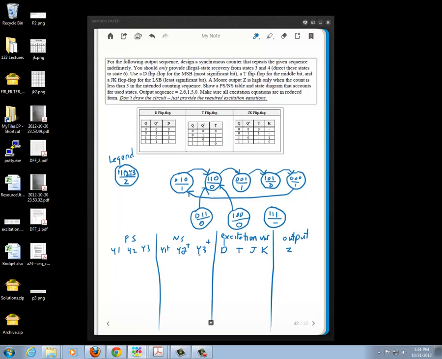Okay, so how are we going to fill out this table? Well, we've got 3 inputs here, 3 present state variables. So we're going to have 8 possible combinations. I'm just going to go ahead and write those out. I hope I don't run out of room.